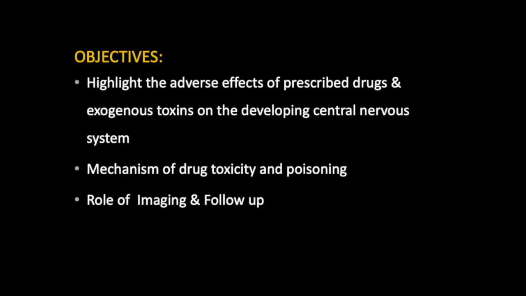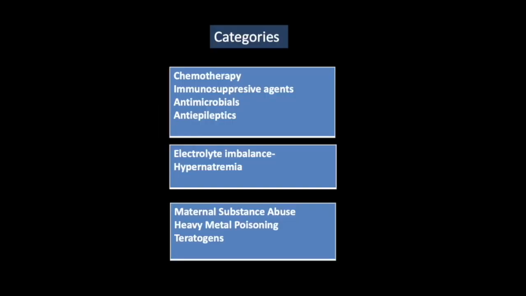The main objective is to be familiar and able to recognize the neuroimaging patterns and mechanism of brain injury, and the relevance of clinical history, differential diagnostic considerations, and role of follow-up imaging. Due to time constraints, I'll be focusing on a selective category of toxicities, and these include chemotherapy, immunosuppressive agents, antimicrobials, antiepileptics, hypernatremia, maternal substance abuse, heavy metal poisoning, and teratogens. For further details, I would encourage you to review the current imaging literature.